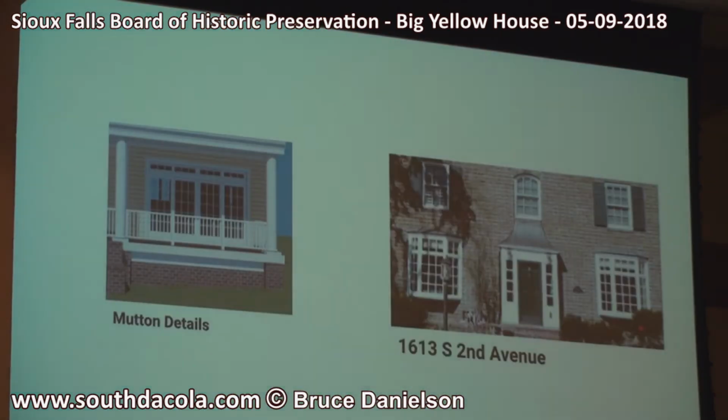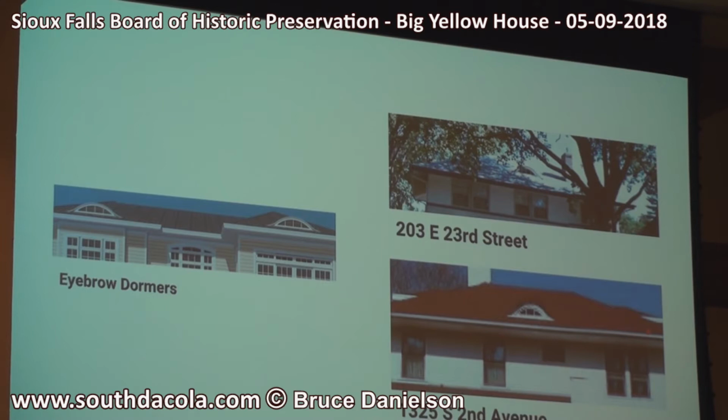Details and ornaments. Again, we talked about detailing on the windows, bringing some separation to the space to help bring some balance to the large window openings. Eyebrow dormers on the roof to break up the roof plane and just give some visual appeal and interest.